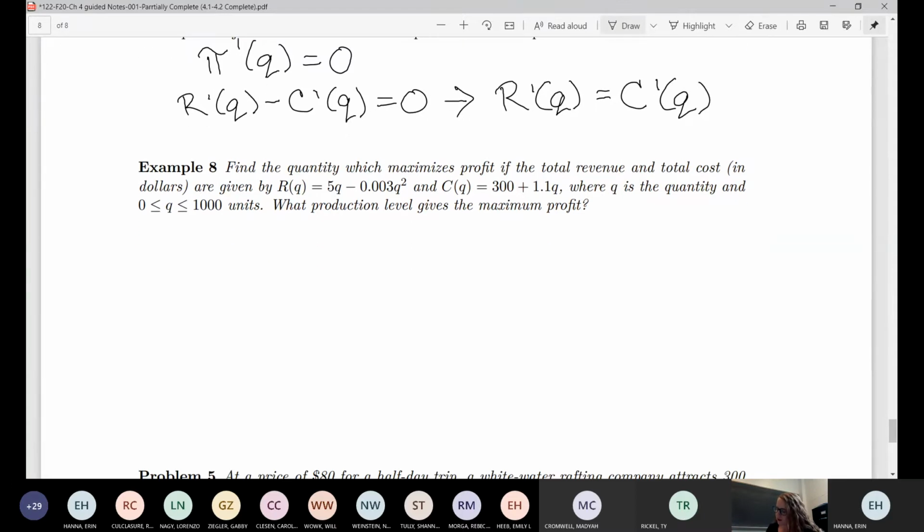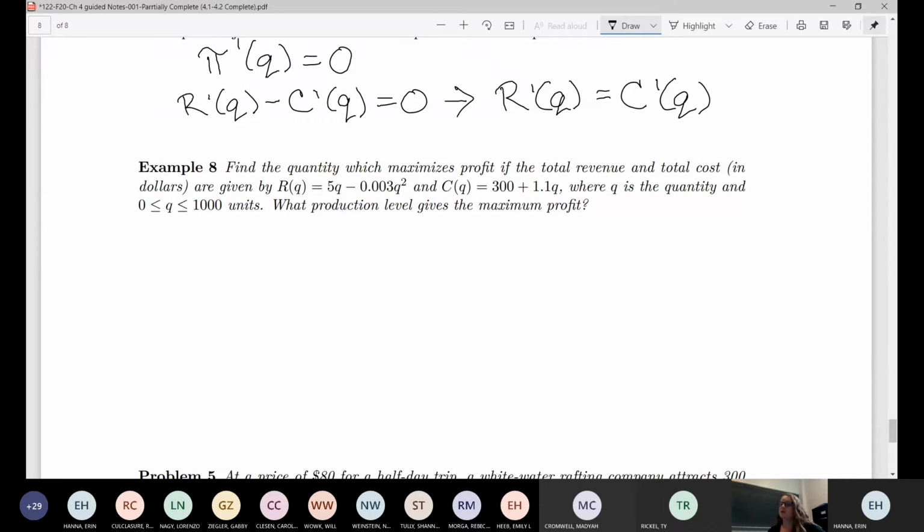So let me try to keep that in there a little bit. There we go. So we want to look at this one where it says find the quantity which maximizes profit if the total revenue and cost in dollars are given by those 2 equations, where Q is quantity and we're restricting ourselves between 0 and 1,000 units. What production level gives the maximum profit?